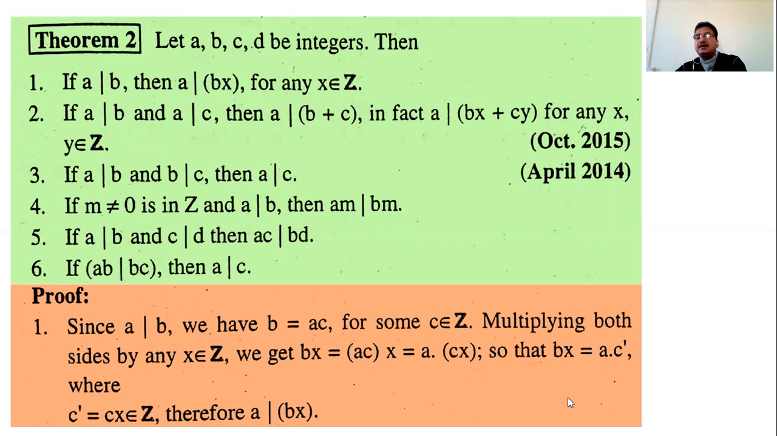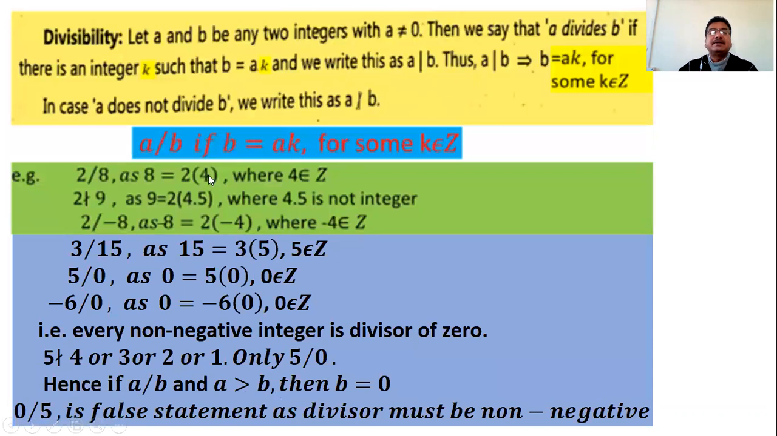This uses the definition of what? Divisibility. What is the definition of divisibility? A divides B if and only if B is equal to AK for some K belonging to Z. That is, if B is expressed in the form A times some integer, it means that A divides B.